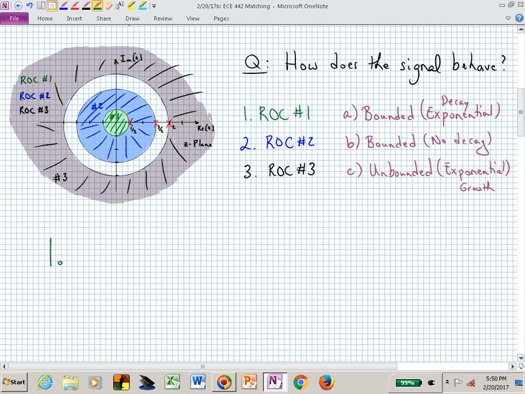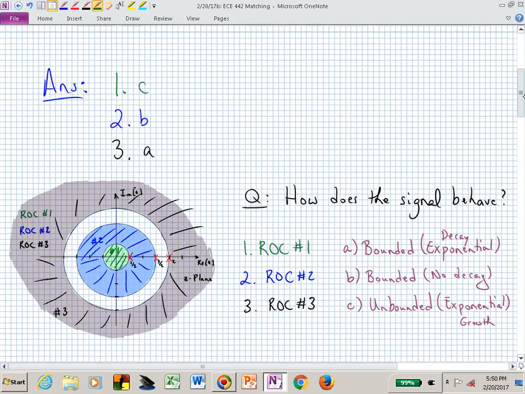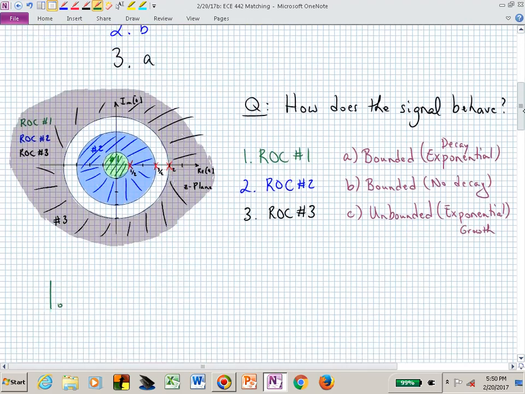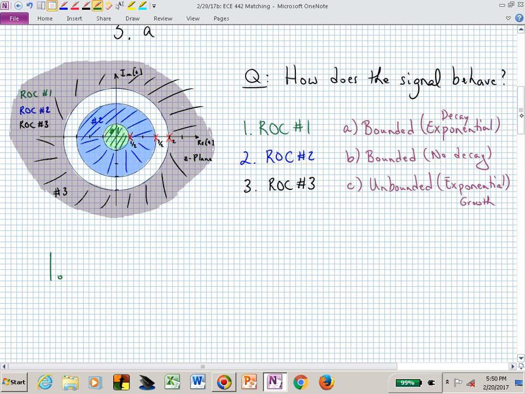Now I have quite a bit of variation. So what are we seeing relative to this first question? What are the modes that we would see in our answer? Or when you got the first part right, the first matching quiz, when is this region of convergence, what does it correspond to in terms of when is this signal defined for what values of n?